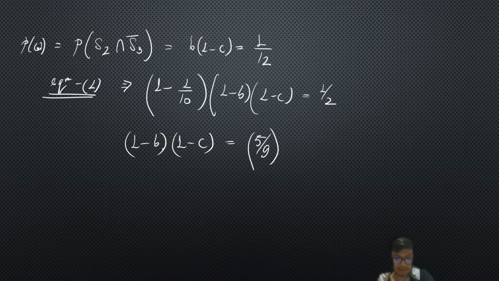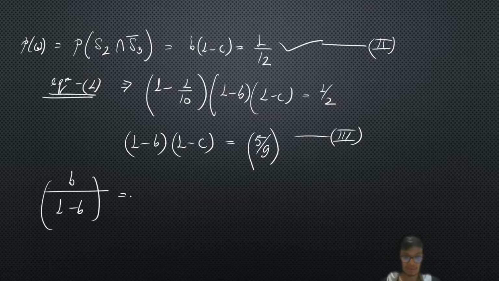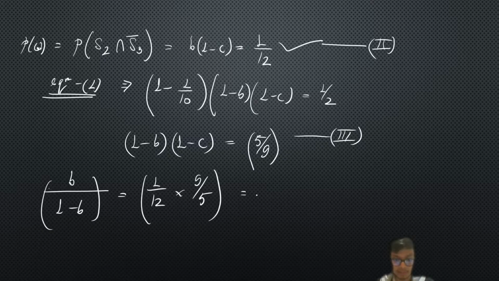Now from this result, what I'm willing to do is just divide. Let's call this result equation 2, and let's call this result equation 3. So I'm just dividing it. What I'm going to get is B upon (1 minus B), which is going to come out as 1 upon 12 into 9 upon 5, and that is equal to 3 upon 20.